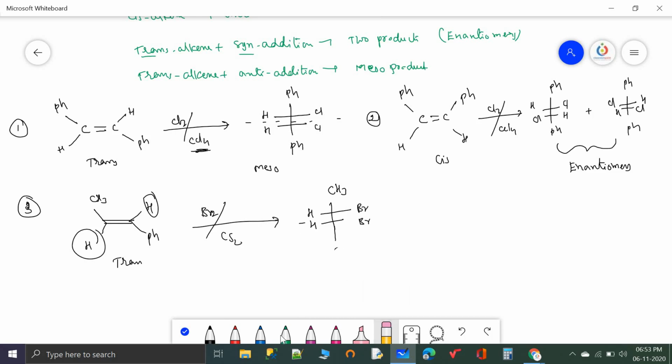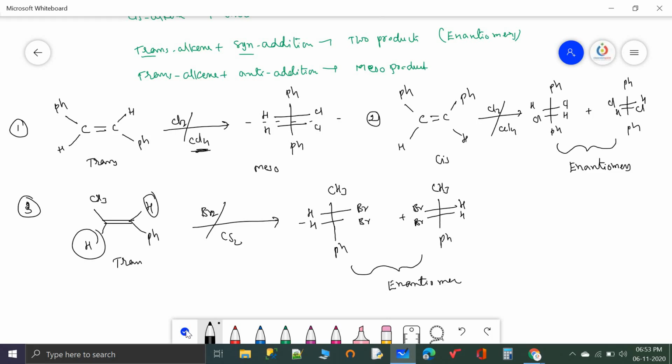One minute. This is the compound, and its respective compound also will form. Mirror image. Now these two are enantiomers.